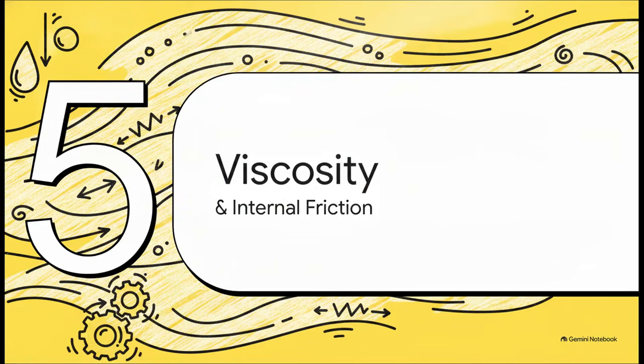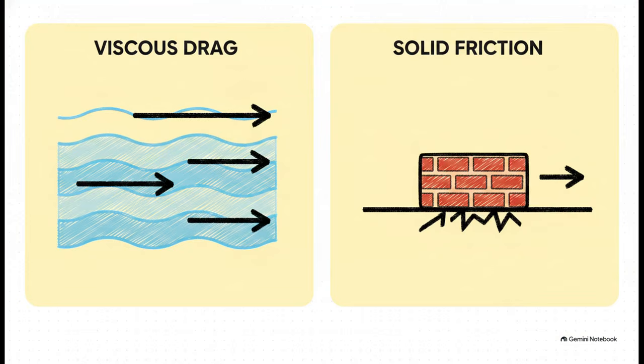Which brings us to Section 5, viscosity and internal friction. After looking at rapid motion and flight, let's slow things back down and look inward. You might naturally assume that liquid friction behaves just like solid friction, but there's actually a massive difference. Solid friction surprisingly ignores the contact area entirely. Viscous fluid drag, however, depends directly on both the area of the liquid layers in contact and their relative velocity gradient.